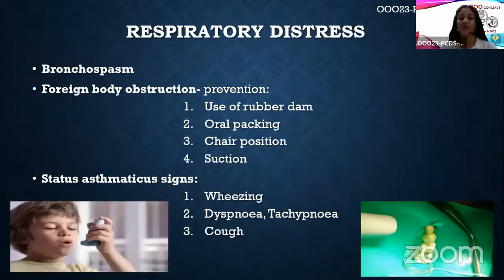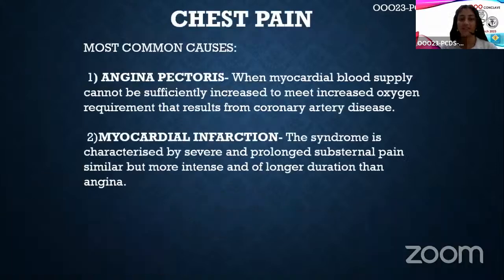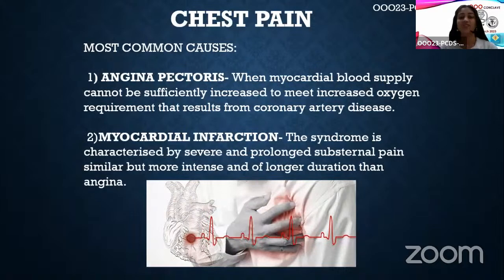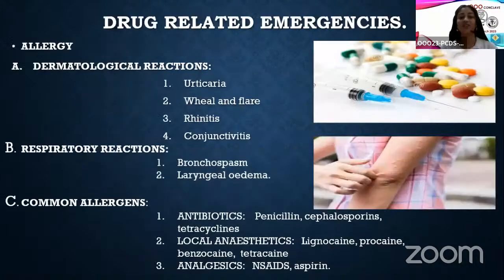Respiratory distress can be caused due to inability to maintain blood oxygenation caused by bronchospasm, foreign body obstruction, and status asthmaticus. Chest pain can be caused due to myocardial circulatory insufficiency in a predisposed individual. Anaphylactic reactions can occur in response to certain drugs. Hence, it is of paramount importance to ask for the history of drug allergies.